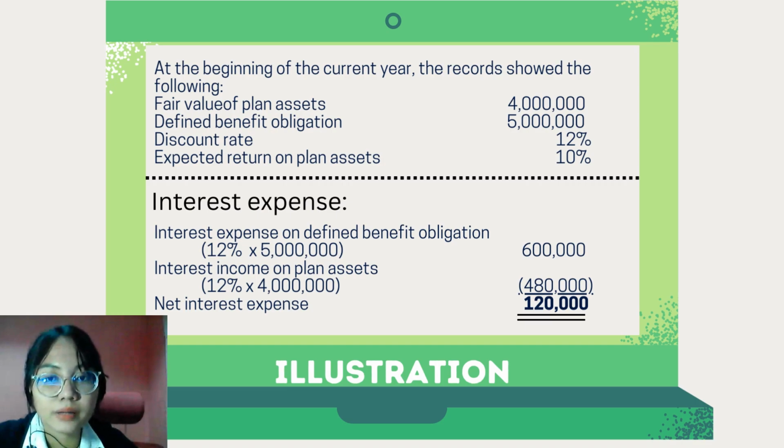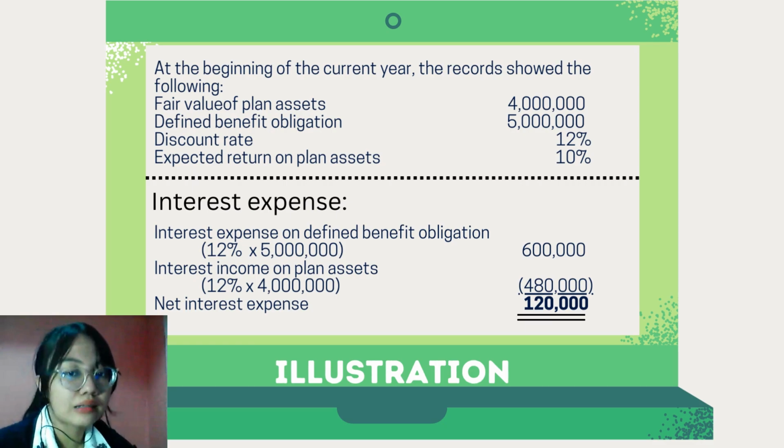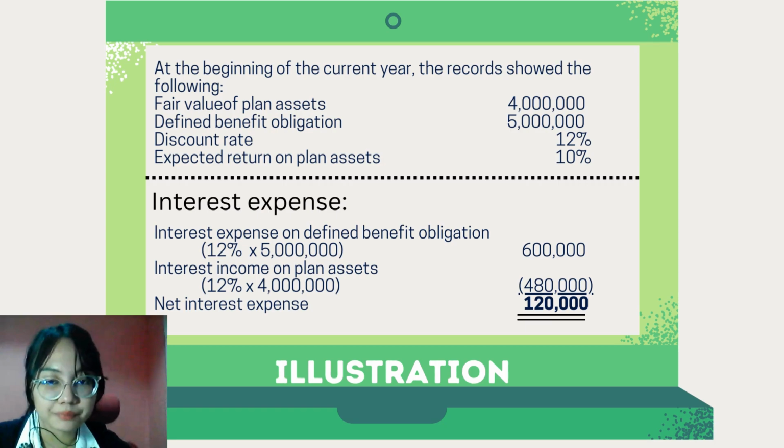So let's look at this illustration. The problem, at the beginning of the current year, the records show the following. Fair value of plan assets, 4 million pesos. Defined benefit obligation for 5 million. Discount rate of 12% and expected return on plan assets of 10%.